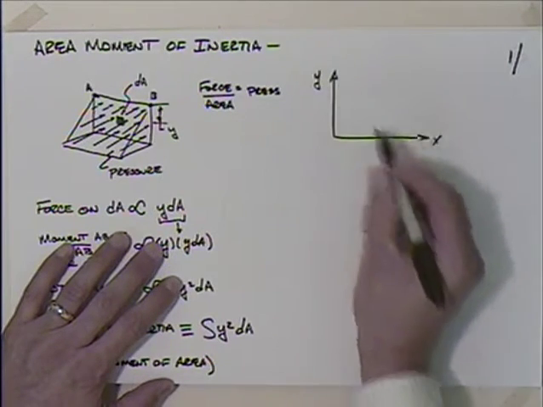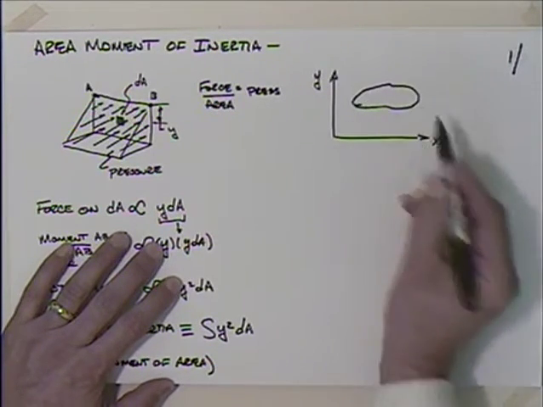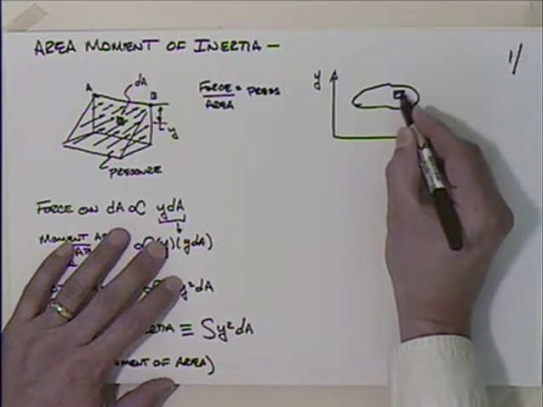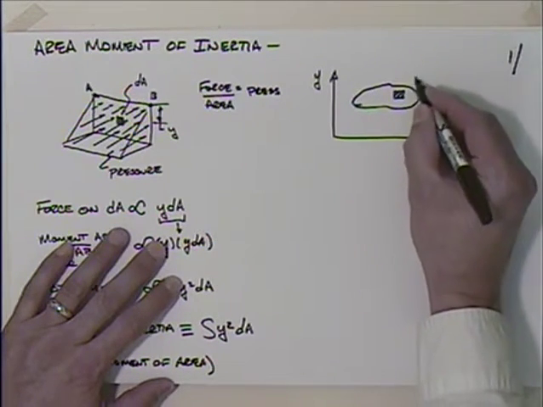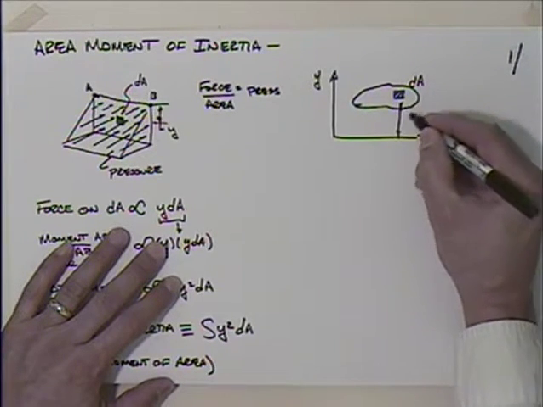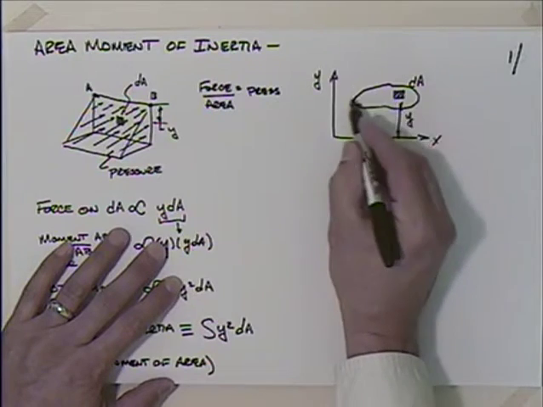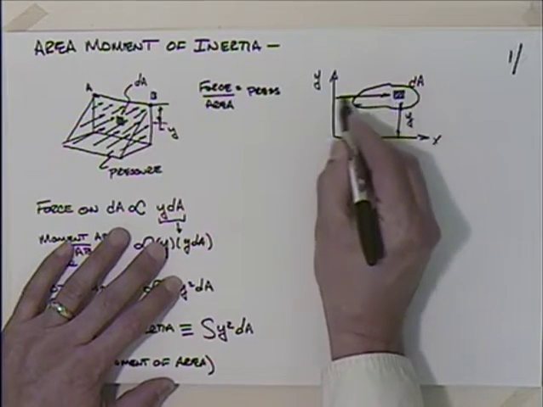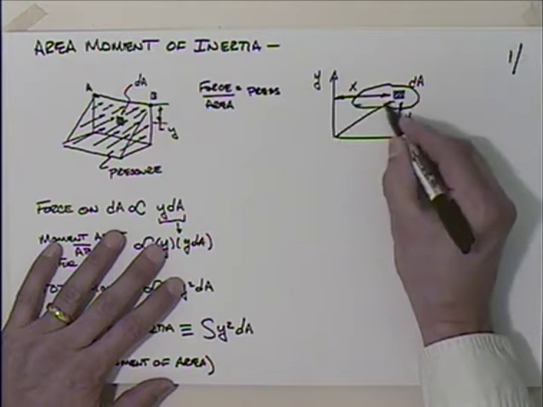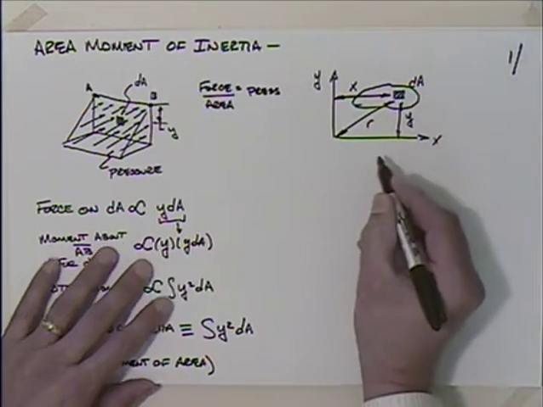So if I look at an x-axis and a y-axis, and I look at some body here, and we talk about this element dA, I can talk about some y distance here. I could talk about some x distance here. And I could even talk about some r distance if I wanted to, like that.